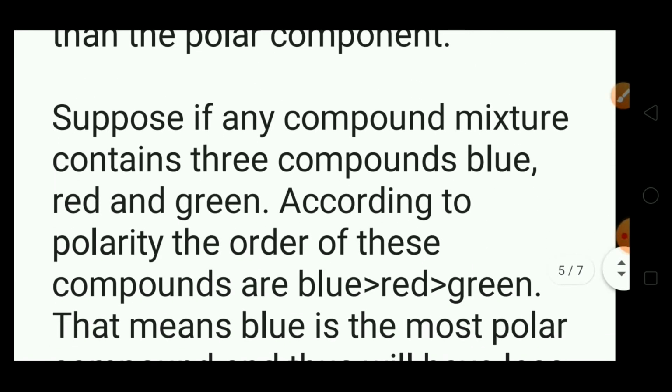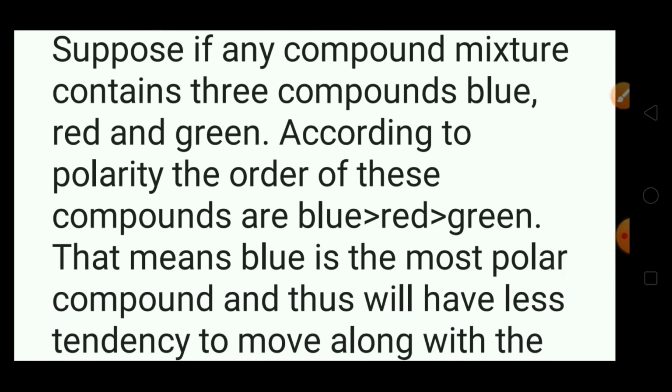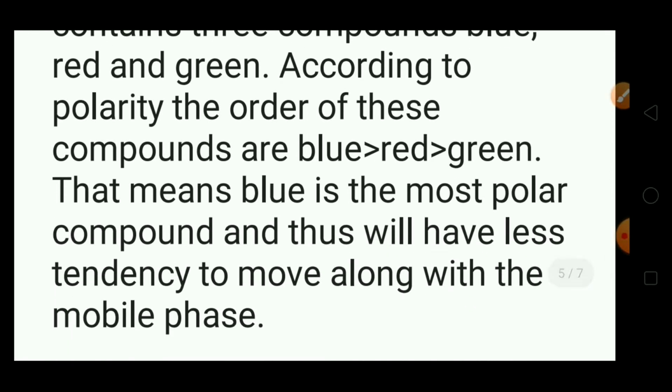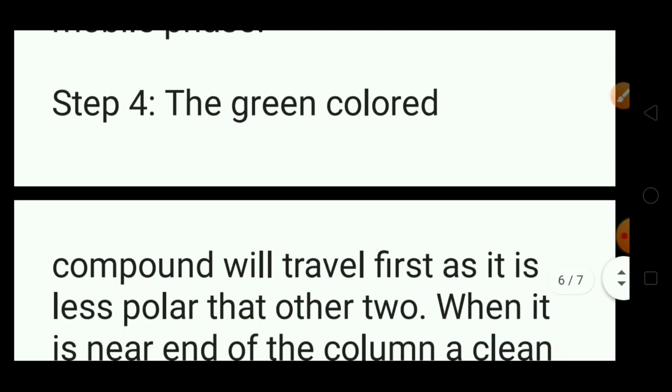Suppose any compound mixture contains three compounds: blue, red and green. According to polarity, the order of these compounds is: blue is more polar compared to red. Red is more polar compared to green. That means blue is the most polar compound and thus will have less tendency to move along with the mobile phase. Step 4. The green colored compound will travel fast as it is less polar than the other two.